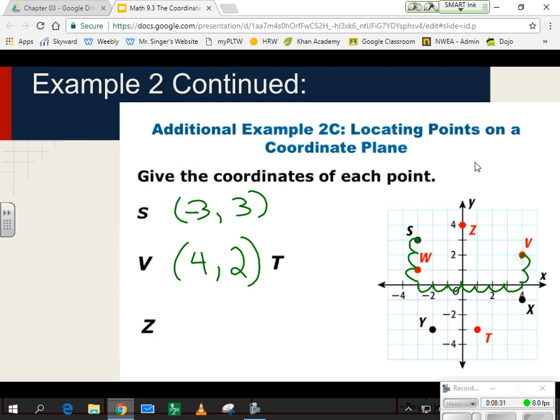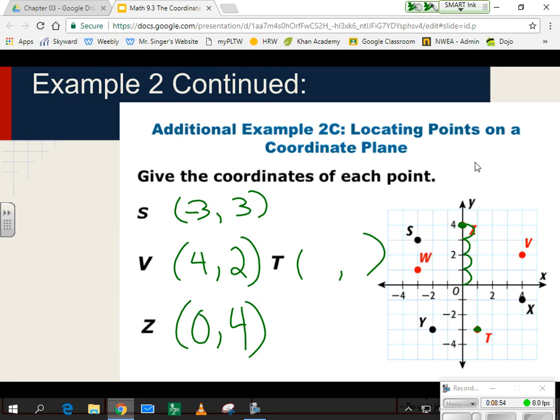Z, let's get rid of some of the stuff over here so we're not getting confused. Z is right on the Y-axis, so this is pretty easy. There's no left or right movement at all, so the first number is going to be 0. But then we're going to go up 1, 2, 3, 4. So 0, comma 4.